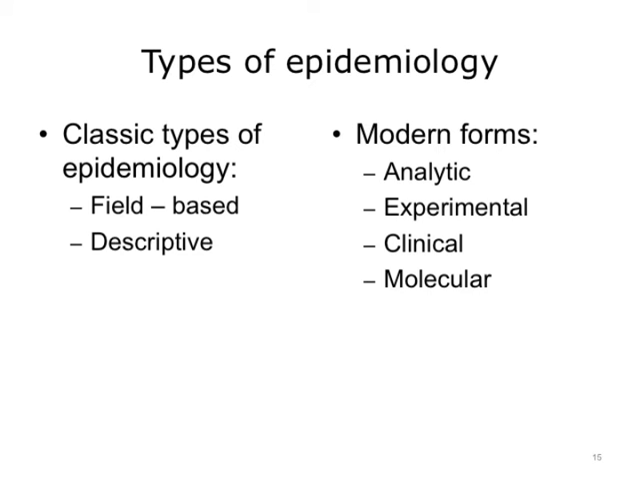Epidemiological studies come in many different forms. For now, it's good to just briefly review the various types of epidemiology that aid us in understanding population health from different perspectives. The two classic types include field-based and descriptive, whereas more modern forms include analytical, experimental, clinical, and molecular. Next, we will explore clinical epidemiology more in depth.